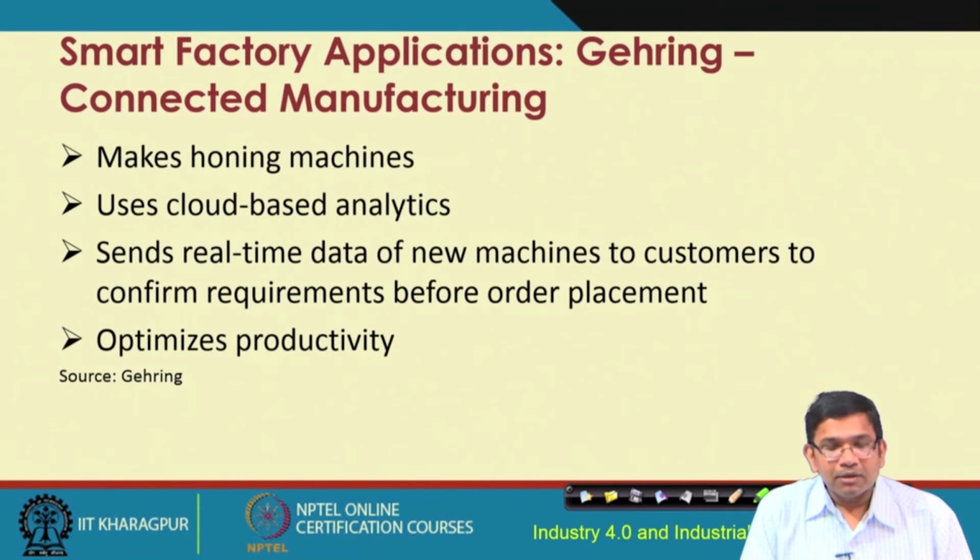Gearing is in the space of connected manufacturing. It makes honing machines. Using cloud based analytics, different types of predictive analytics is done with the data that are received from the machines in real time. Thereby, the productivity in the manufacturing plant of Gearing is improved, the optimization of productivity is done and so on.